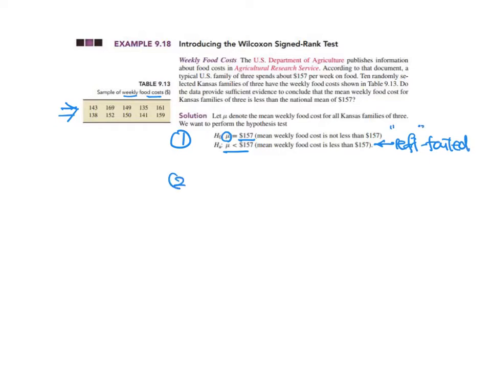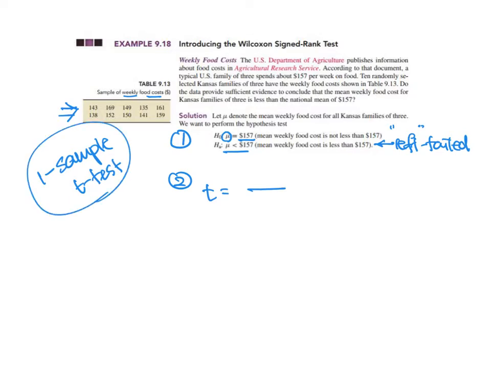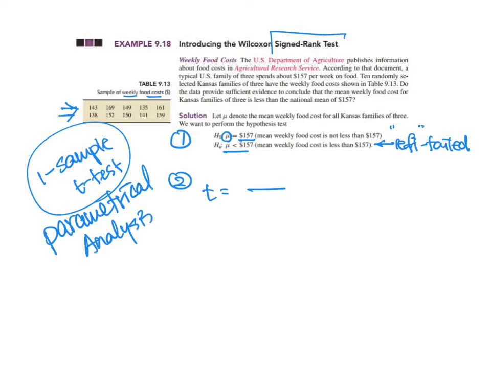In the second step, we need the t-test statistic. Let me apply the one sample t-test. I can say the one sample t-test is a parametric analysis. But later, we are going to apply the signed rank test, which is one of the non-parametric analyses.